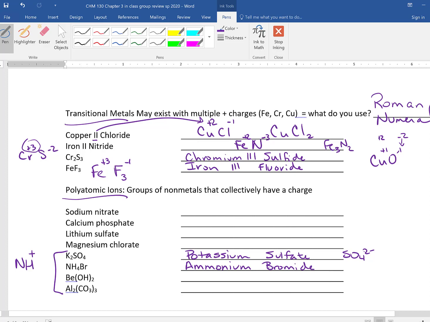So the nonmetal in this one is just Br, so it would again just be a bromide, just like any of the regular ones. But you use ammonium, NH4, together, it's called the ammonium ion.